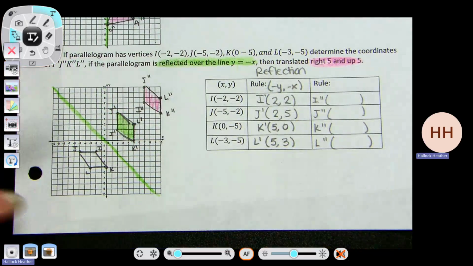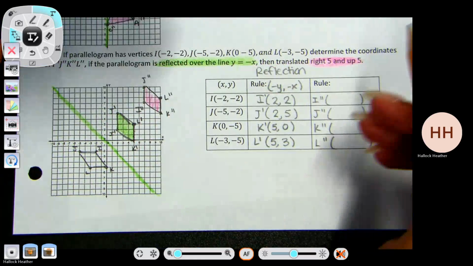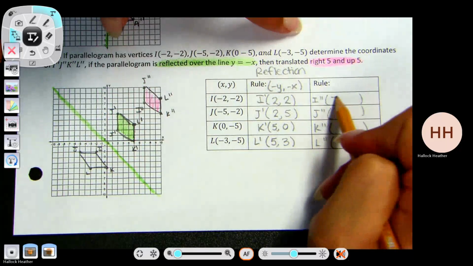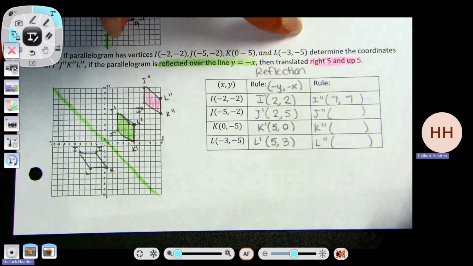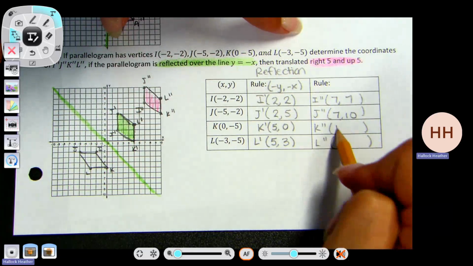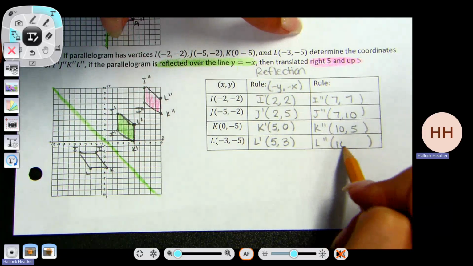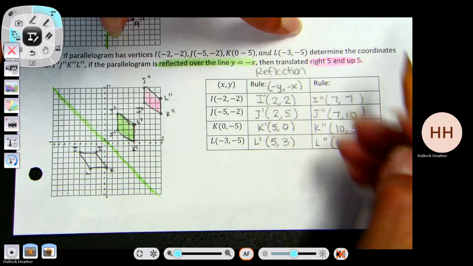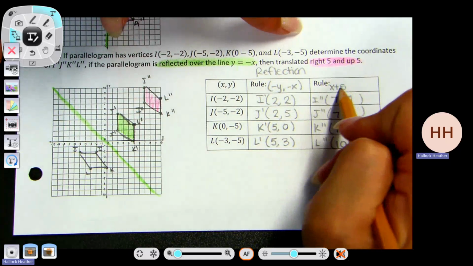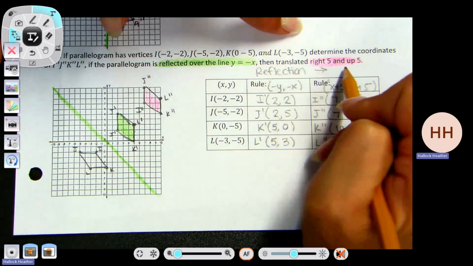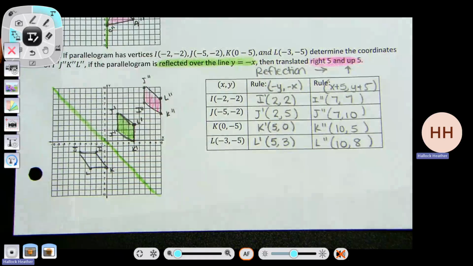Okay, where did I end up? 7, 7. Where did J end up? 7, 10. Then 10, 5, and 10, 8. What's the rule to represent right 5, up 5? x plus 5, y plus 5. Because you're going right and up, so that's increasing, it's literally adding.